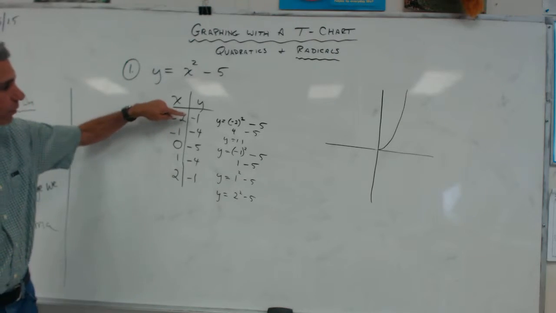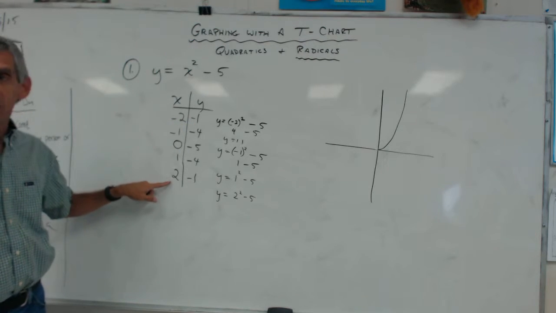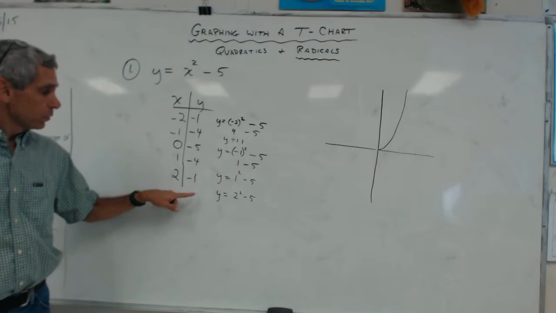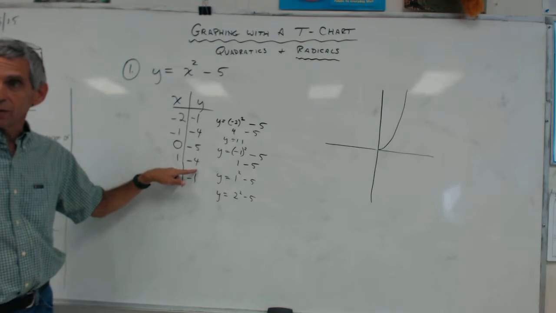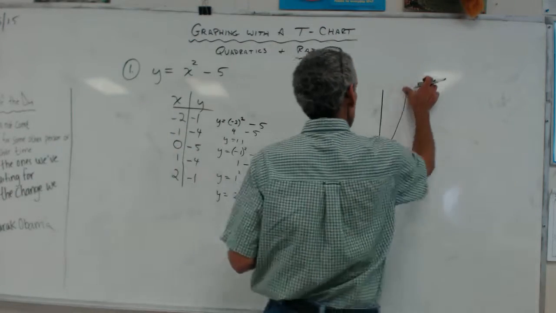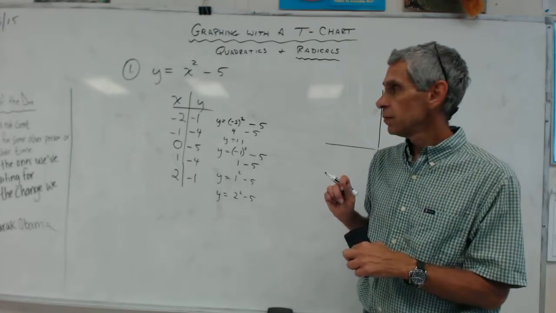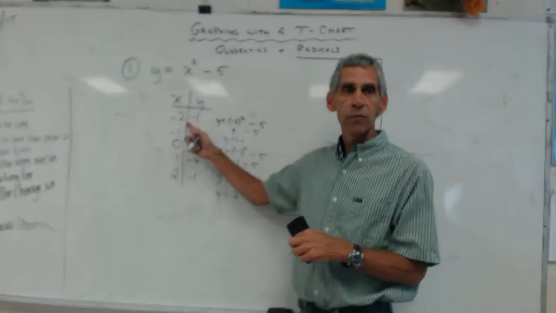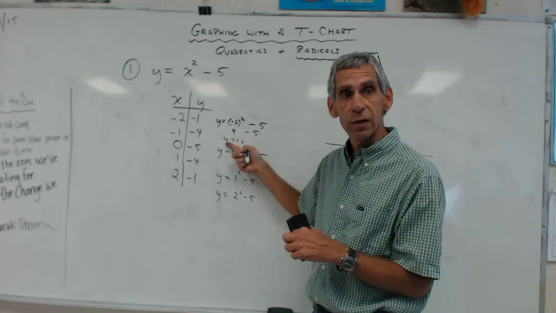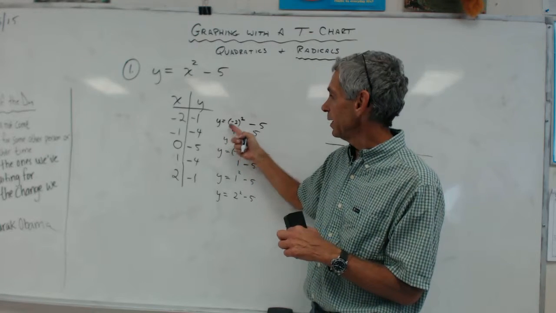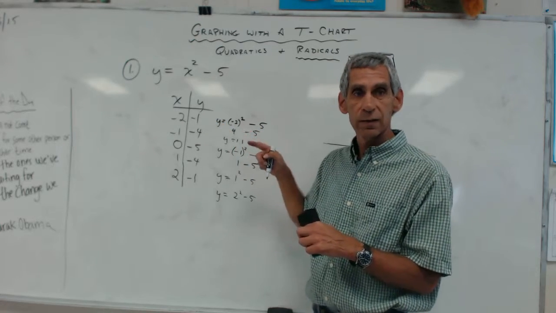But notice what we have here. When x is negative 2, y is negative 1. When x is positive 2, y is also negative 1. When x is negative 1, y is negative 4. When x is positive 1, y is negative 4. So let's graph them now. The first one is negative 1. I wrote 1 by mistake, because negative 2 times negative 2 is positive 4. Any negative number squared is a positive number. So 4 minus 5 is negative 1.